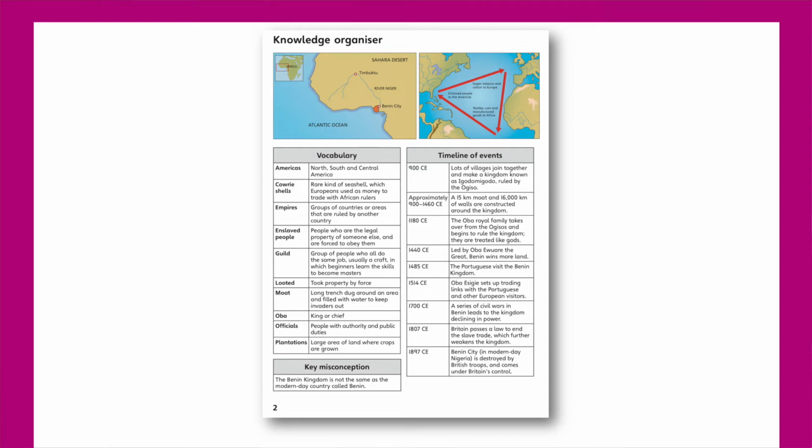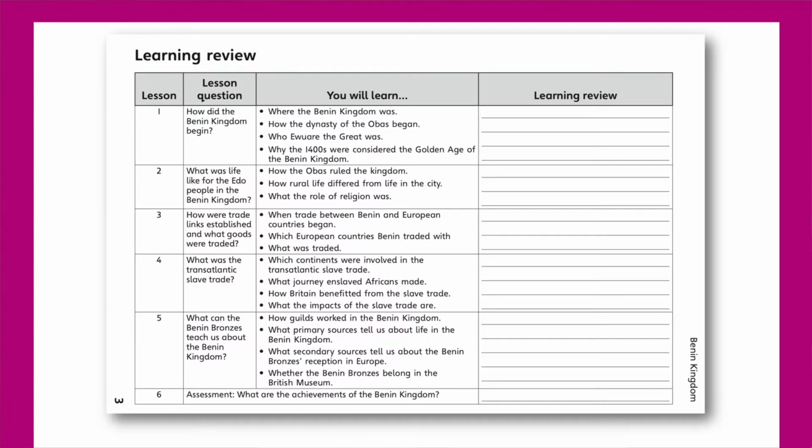transatlantic slave trading route. This booklet spans the history of the Benin Kingdom, from its formation in circa 900 CE to its destruction by the British in 1897. Each of the 6 lessons are framed around an inquiry question, and you may like to ask that question at the end, having pupils jot their key reflections in the learning review column here. Now, let's take a closer look at each of these lessons in turn.